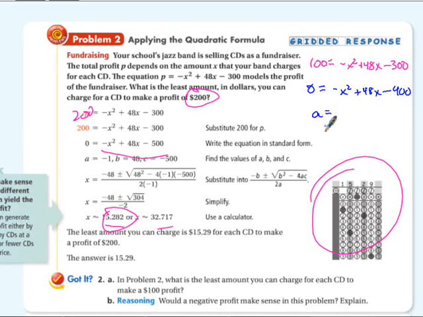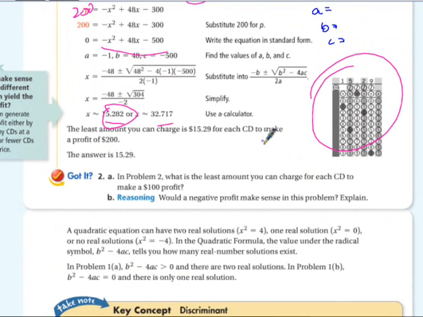Get your A equals, B equals, C equals. Okay, go ahead and get that. Solve that using the quadratic formula, and then I'll give you the answer when you get back. Go ahead and pause the video now.